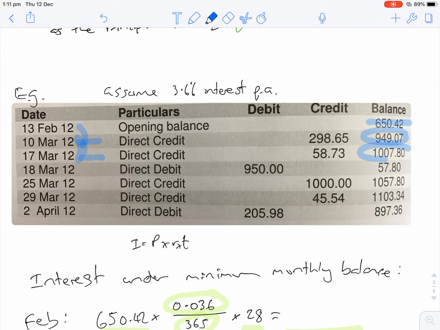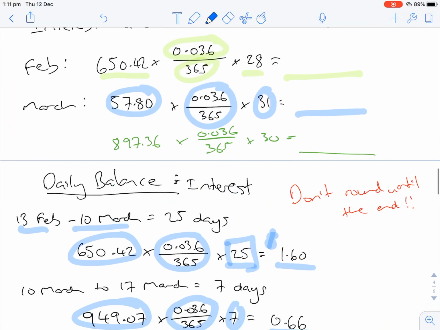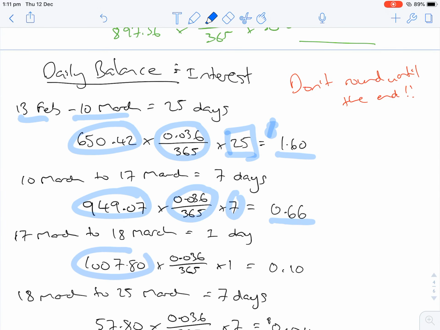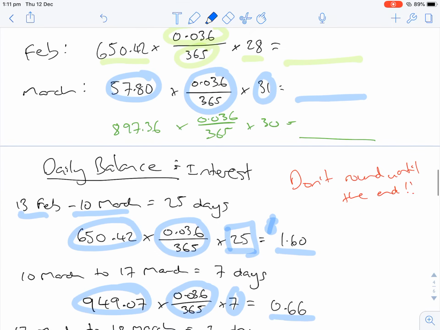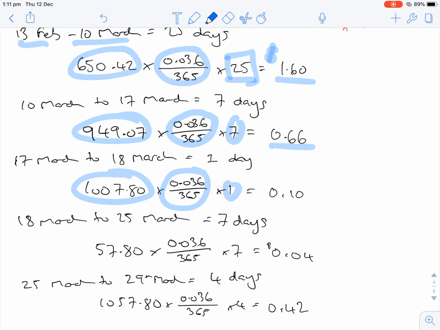So my next balance is $1,007.80. So I record my $1,007.80, again, times it by the daily interest rate, and then times it by how many days I had that balance. Well, in this case, it was the 17th of March to the 18th of March, so it was only 1 day. So you can see I then times it by 1, and so on. We pick up the next balance, times it by the daily interest rate, work out how many days. So the next one was between the 18th of March and the 25th of March.